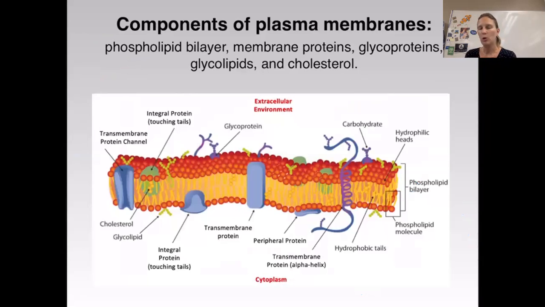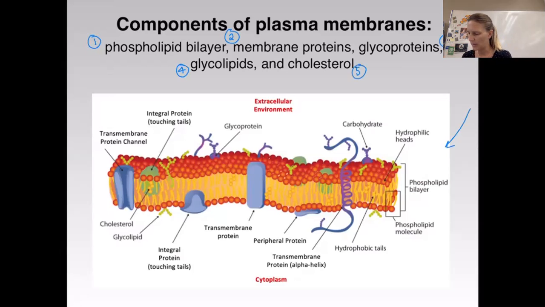If you zoom in and look at all of the different components of the plasma membrane, there are several that you have to know about. The first is the phospholipid bilayer itself. That is what creates the selectively permeable barrier. Then we have membrane proteins, those blobs that are floating around. Then we have glycoproteins, glycolipids, and cholesterol. I tried to give you a nice picture here of all of the different components.